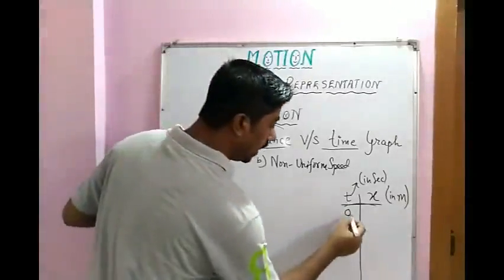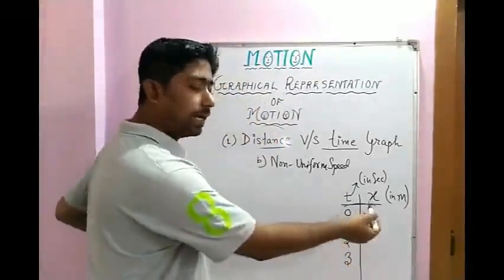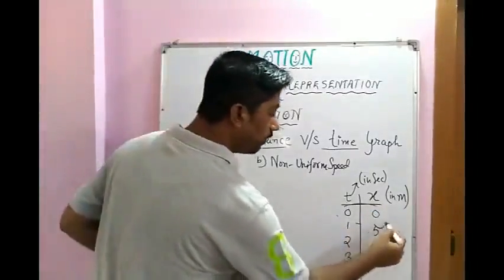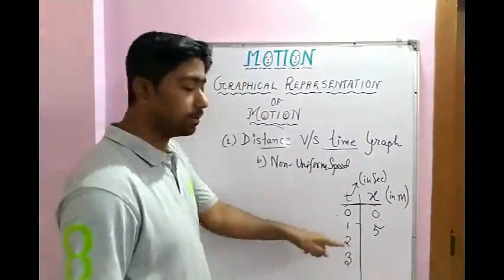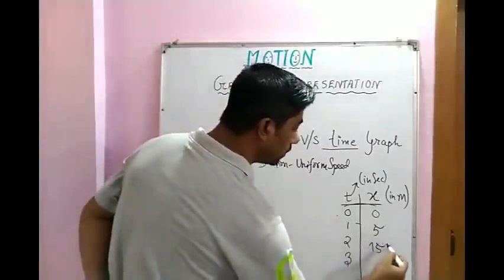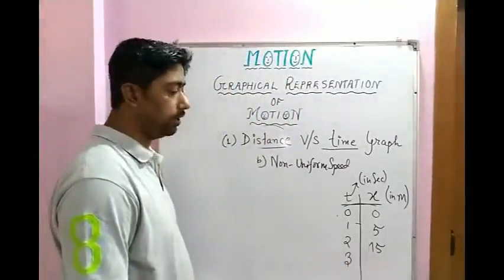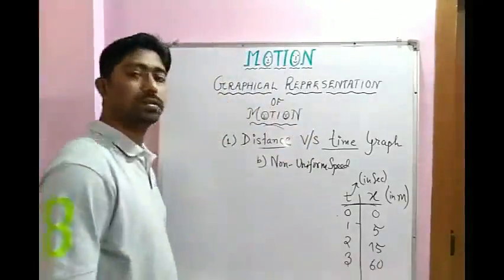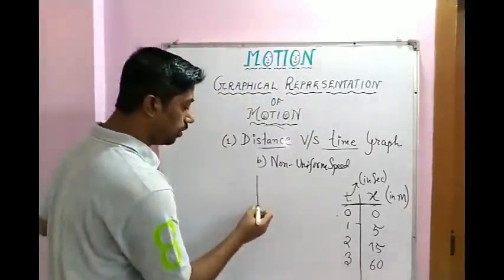Let's check. Again, let's select some points. For sake of simplicity, let the distance be 0 meter initially. In 1 second, let it be 5 meter. In the second second, let the distance increase to say 15 meter. Distance has increased to 15 meter. And in the third second, it has become say 60 meter. So this is the set of data. Let us try to plot it and see what happens.